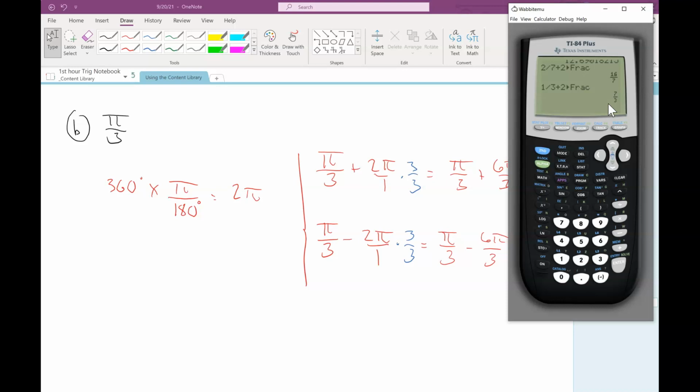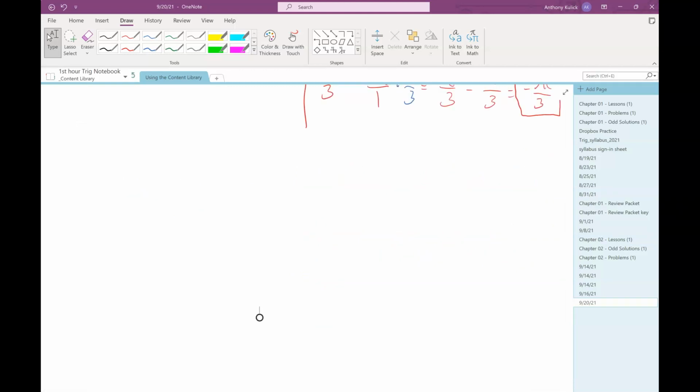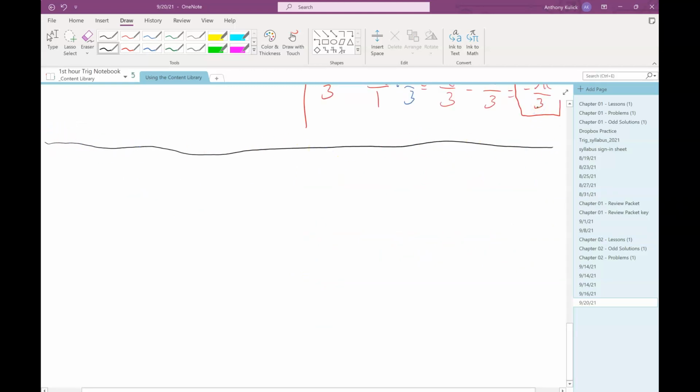Everybody okay with this? Okay. Now comes the big building block here. This is the big section, the one where we're going to extend our definitions now of sine, cosine, and tangent.